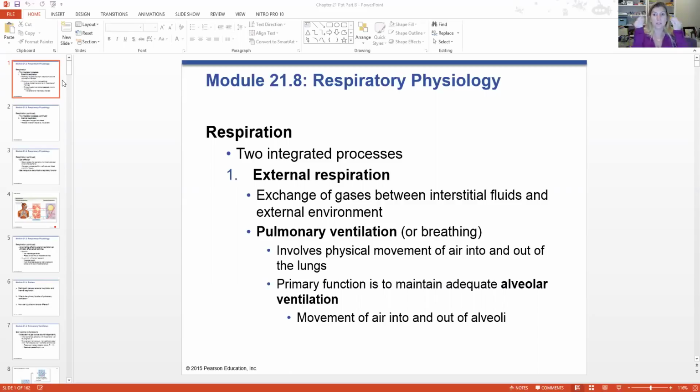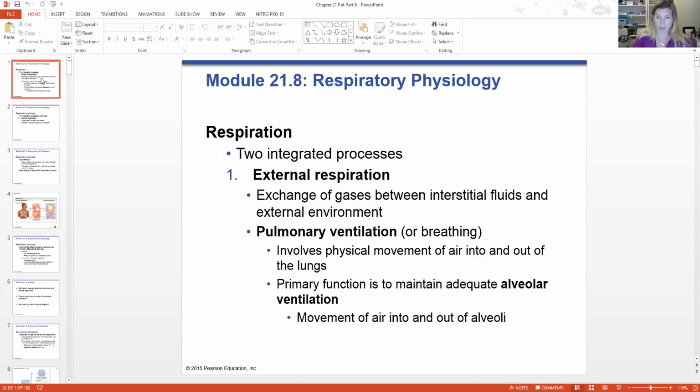This is physically moving the air into the body and then exchanging those gases with the interstitial fluid of our blood, right? Movement in and out of air, into and out of the alveoli, as well as into and out of the capillaries is what external respiration is all about. Pulmonary ventilation is the act of breathing that brings that air in and out of the body.